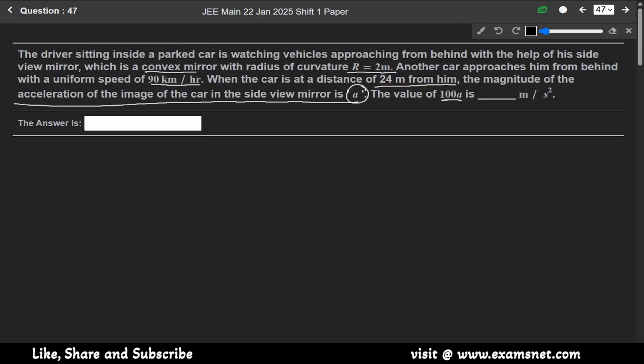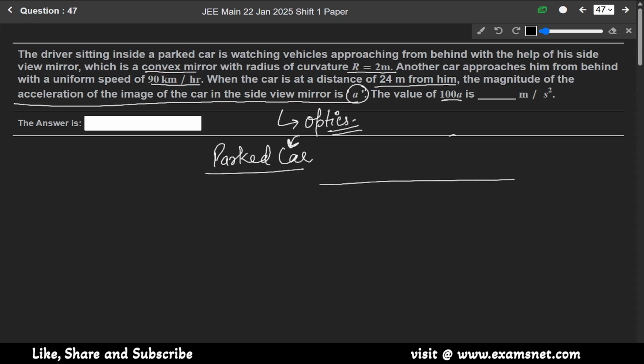Okay. So first of all, this question is from the chapter of optics. According to the question, there is a parked car, means the car is at rest, and the driver is sitting inside the car. So according to the question, there is a convex mirror. This mirror is at rest since the car is parked. And the radius of curvature is given as 2 meter. Radius is 2 meter means F equals 1 meter.